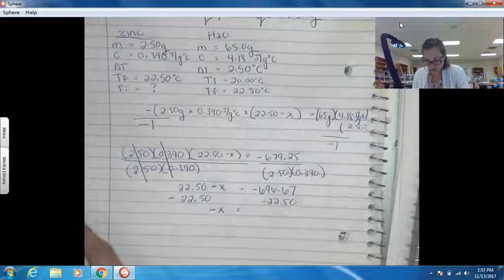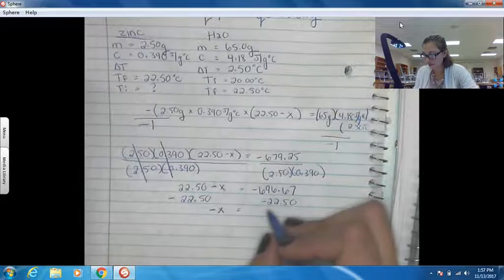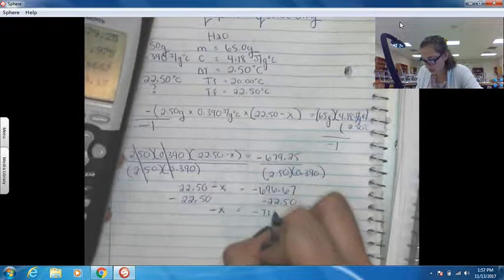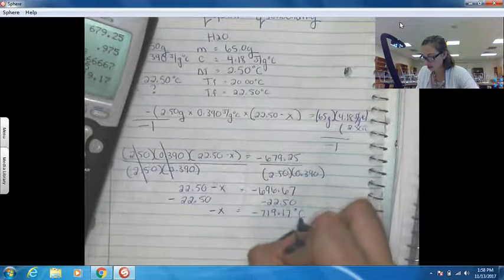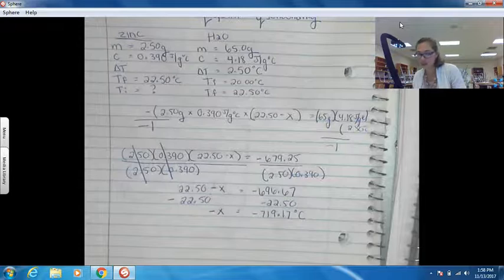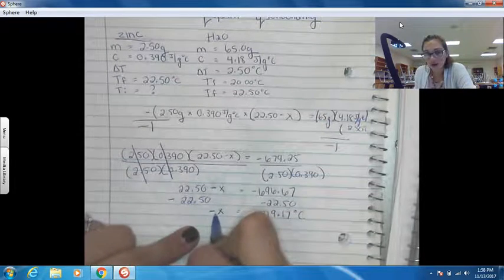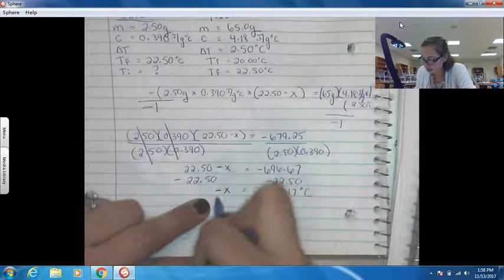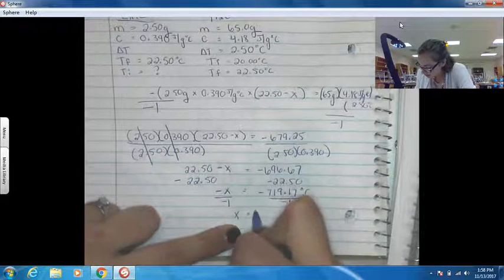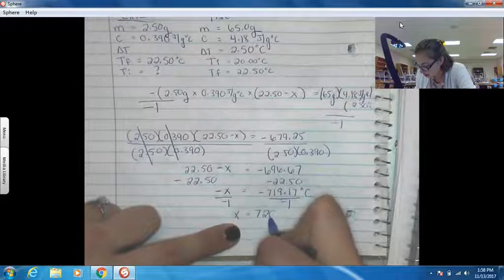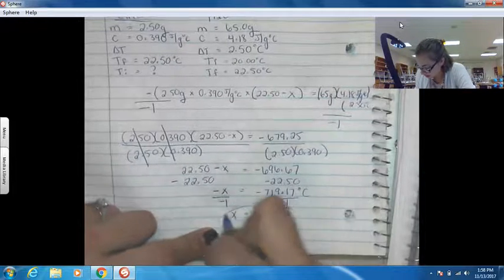minus 22.5, and that will get me negative 19.17. Now this is a temperature, right? So it's degrees Celsius. Now I don't want negative x, I want x. So I divide both sides by negative, and so then x is equal to just about 720 degrees Celsius.